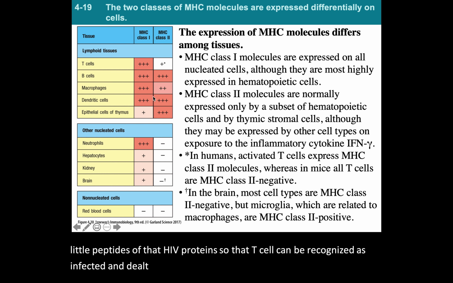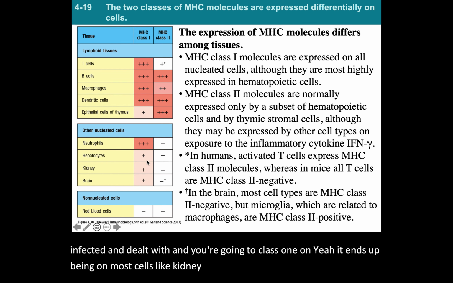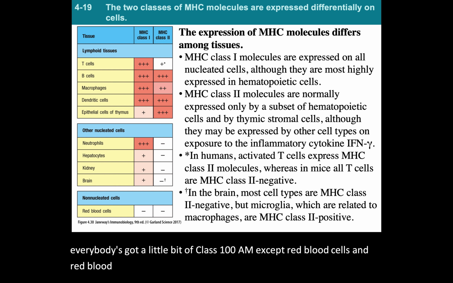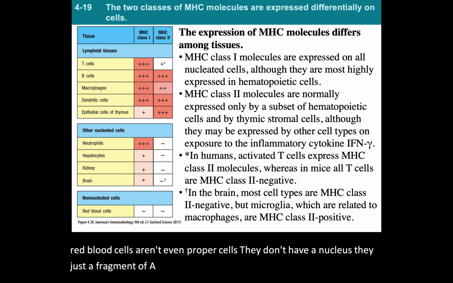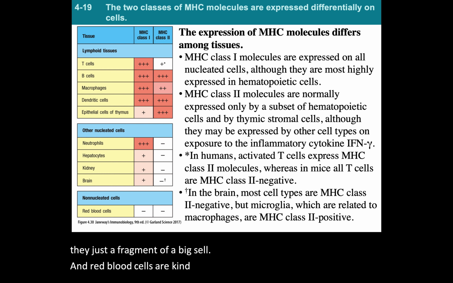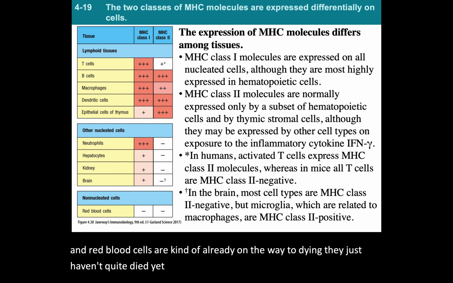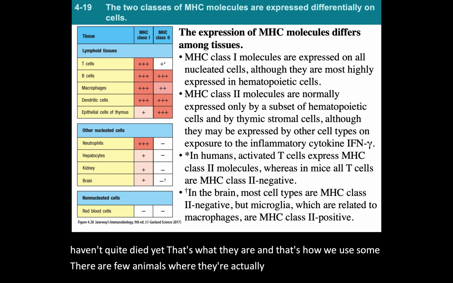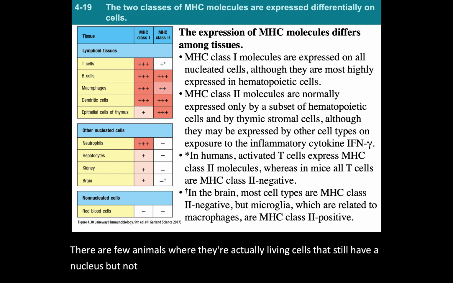And you're going to get class 1 on, yeah, it ends up being on most cells, like kidney cells, brain cells, liver cells. Pretty much everybody's got a little bit of class 1 on them, except red blood cells. And red blood cells aren't even proper cells. They don't have a nucleus. They're just a fragment of a big cell. And red blood cells are kind of already on the way to dying. They just haven't quite died yet. There are a few animals where they're actually living cells that still have a nucleus, but not in humans. So yeah, MHC class 1, pretty much everywhere.